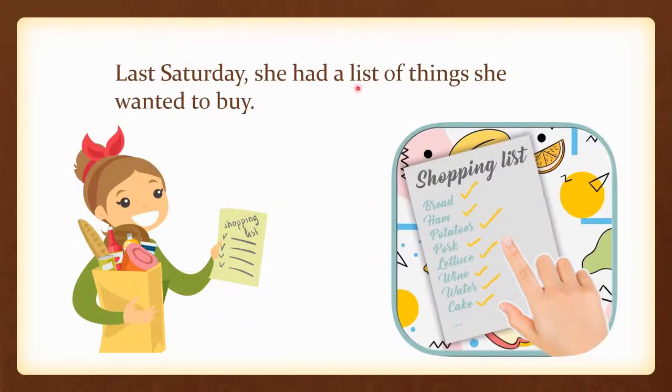Last Saturday, she had a list of things she wanted to buy. Now the girl is telling that last Saturday her mother had a list of things that she wanted to buy from the market. So mother had written some things on a sheet of paper. As you can see here, there is a shopping list. In that list, bread, potatoes, etc. are written here. In the same manner, mother had her own shopping list which she wanted to buy from the market.